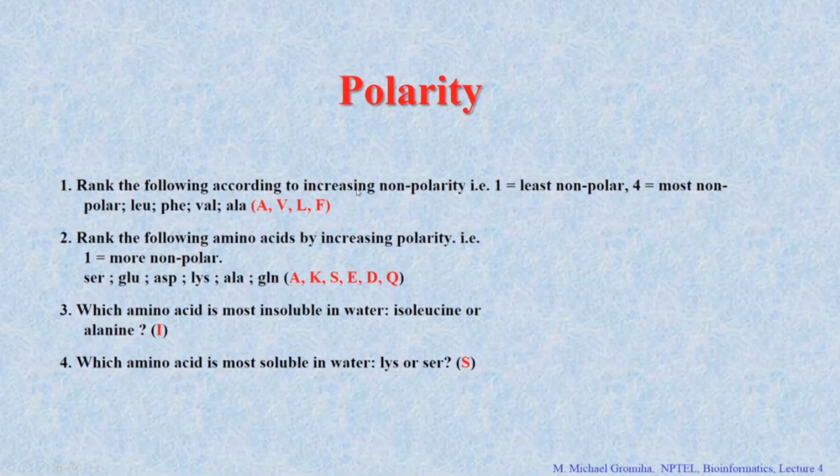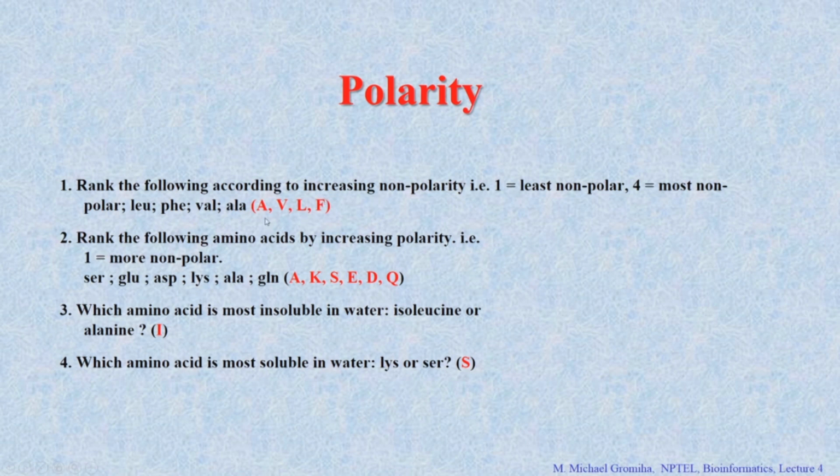So, I have 4 amino acids here: leucine, phenylalanine, valine and alanine. Could you rank these amino acids by increasing non-polarity? That means starting with the lowest to the highest, considering aromatic is higher non-polarity. So, which one is the lowest one? Alanine, followed by valine, leucine, phenylalanine.